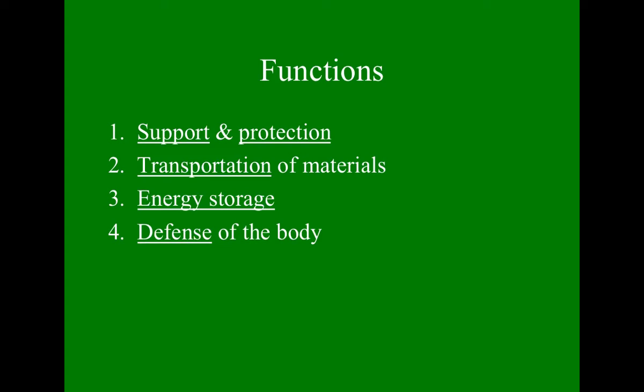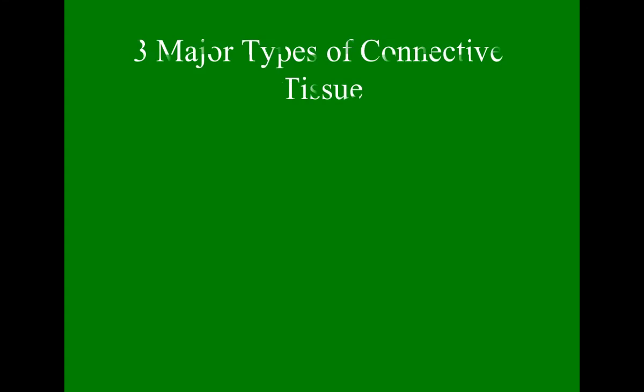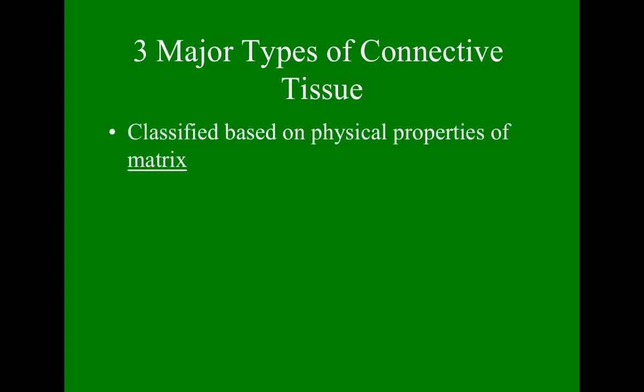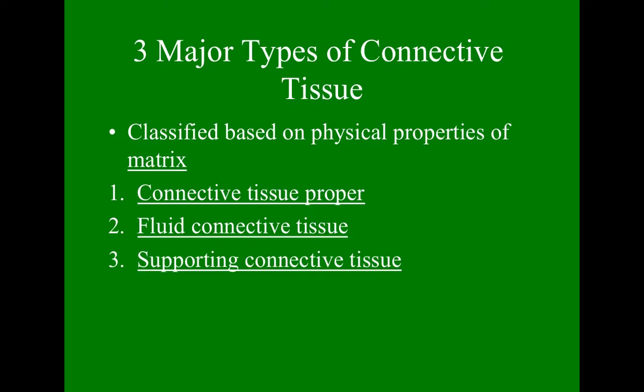Now, connective tissue is broken down first into three major types, and this is based on the physical properties of the matrix. This includes connective tissue proper, fluid connective tissue, and supporting connective tissue. And so what we're going to do is go through all three types and look at any of the subtypes and really look at the cells that are present, the proteins that are present, and describe it. So the first one we're going to talk about is connective tissue proper.